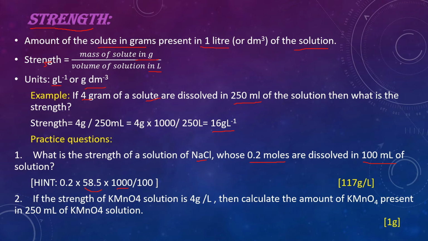Now the next question is, if the strength of KMnO4, that is potassium permanganate, is 4 gram per liter, then calculate the amount of KMnO4 present in 250 ml of solution. Now it is a simple thing: if 1 liter means 1000 ml, how much KMnO4 is present in 1000 ml? 4 gram. So how much will be present in 250 ml? That is its 1/4, that is 1 gram is the answer.